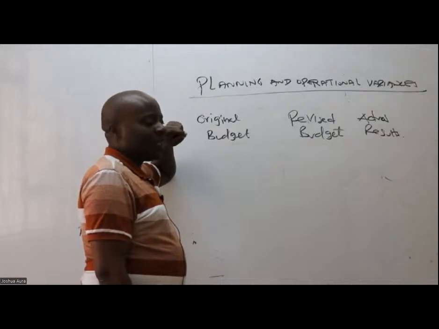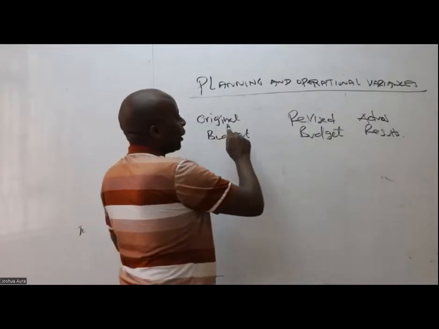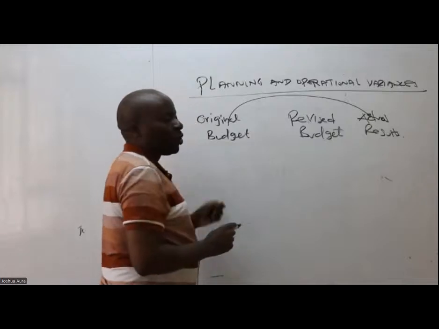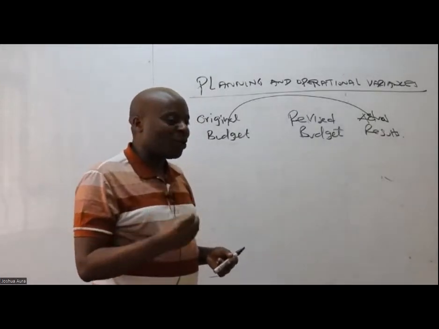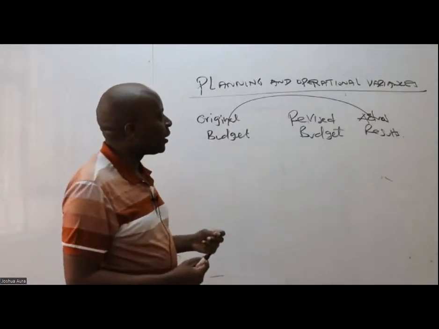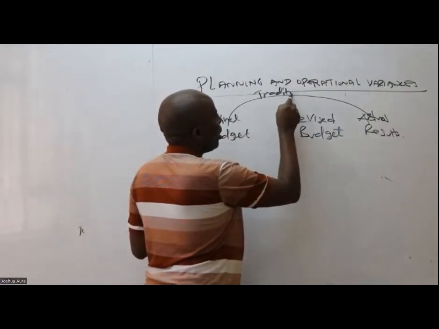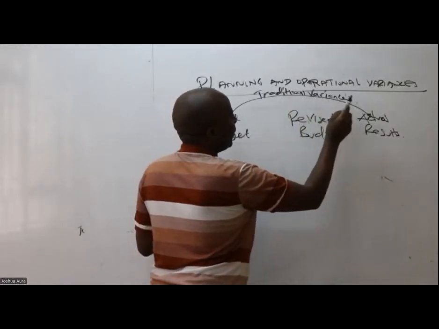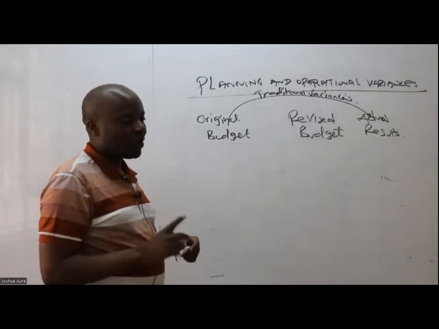Whenever we talk of the traditional or conventional variances, we normally compare between what and what? Original versus actual. When we talk of conventional or traditional variances, we don't bring in any issue to do with the revised. We don't revise the budget whenever we are looking at the traditional. So when you compare the two, you talk of the traditional variances.